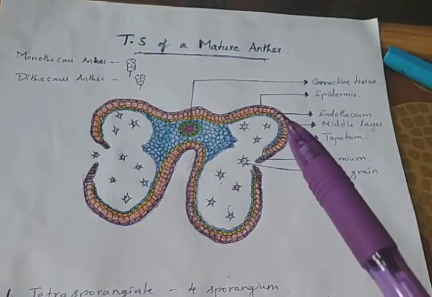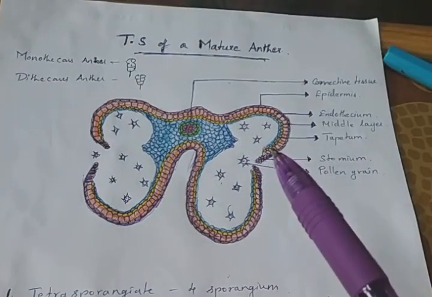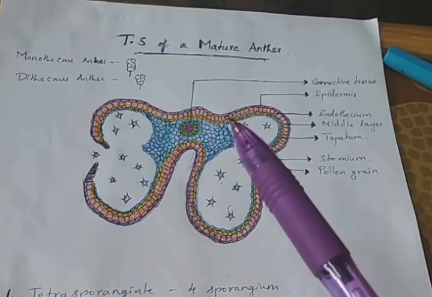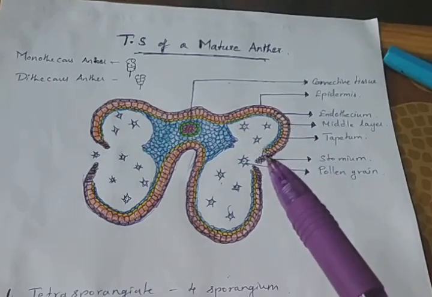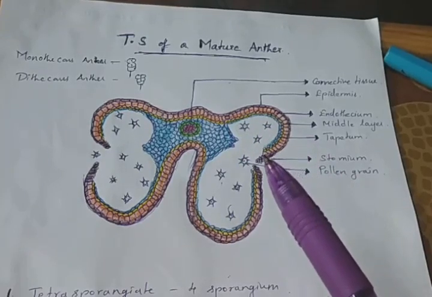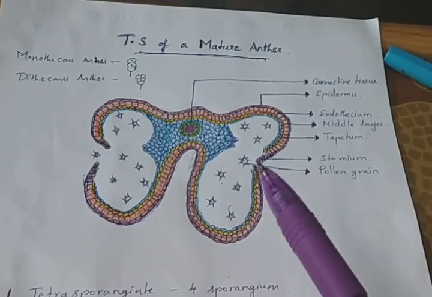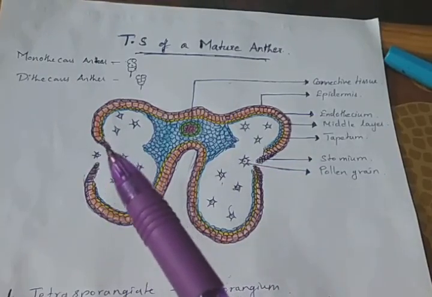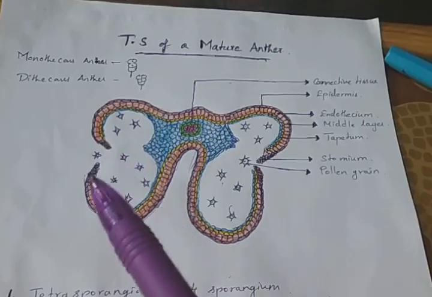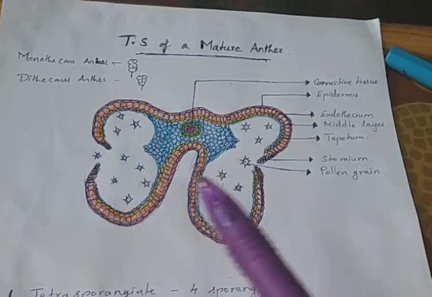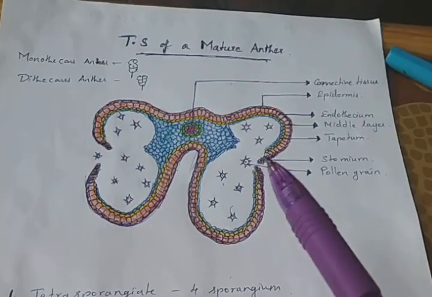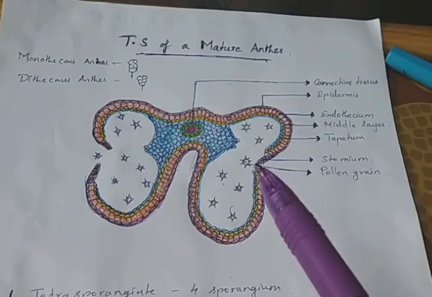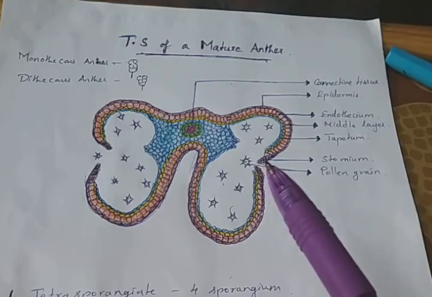The endothecium cells have secondary wall thickening in their radial walls. The secondary wall thickening is because of the deposition of cellulose and lignin in their cell wall. The endothecial cells at the junction of the two lobes, here and here, are devoid of secondary wall thickening. These cells are now called stomium.